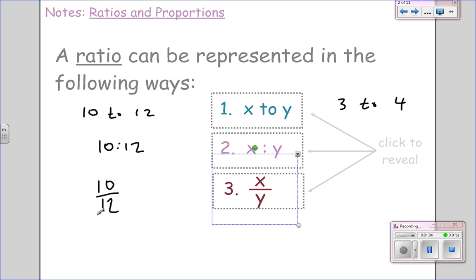And what do you notice about the fraction 10 over 12? Well, it can reduce. 2 goes into both 10 and 12, so the ratio would also be 5 over 6. So a ratio is just a way of expressing the relationship between two numbers.